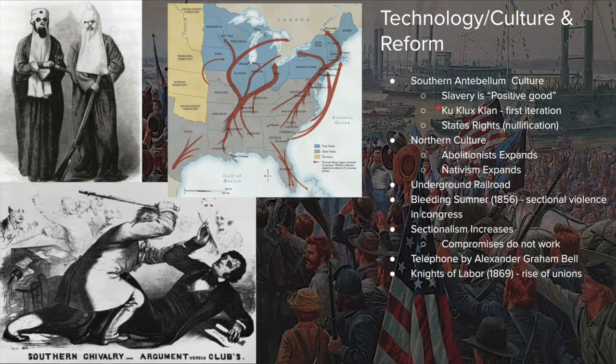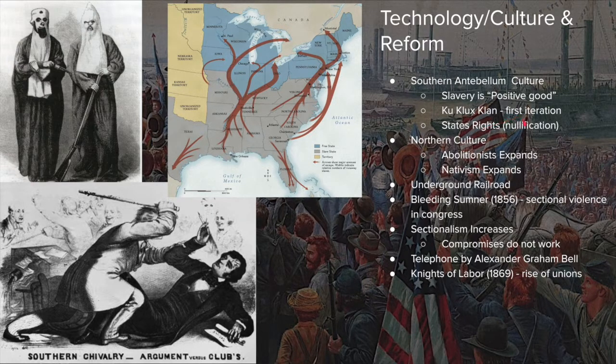We also see, now this is post-Civil War, the Ku Klux Klan, their first iteration, where they dress like this here, and that is all based on terror to scare African Americans, and so that happens after the Civil War, the rise of the KKK. We also see pre-Civil War that states' rights are a big part of Southern culture.